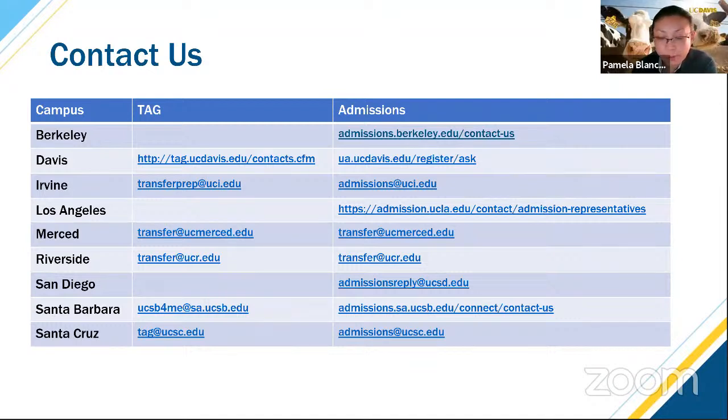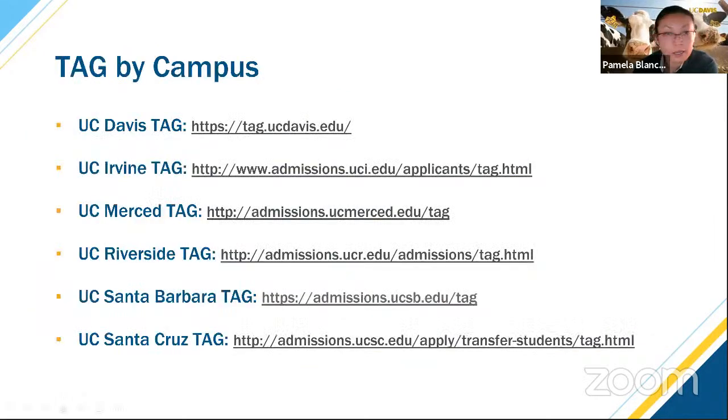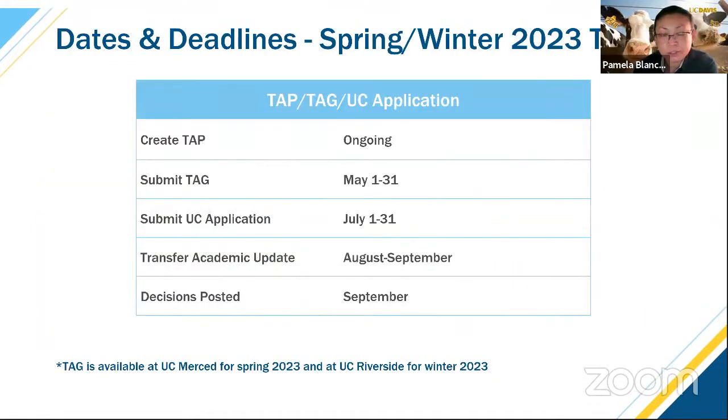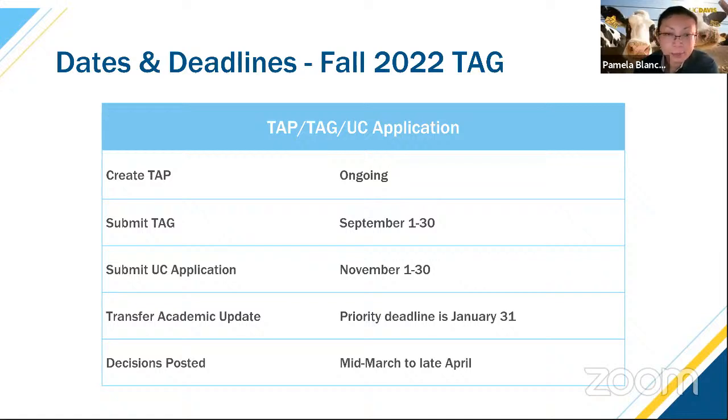Maybe we can go back to the timeline slide because there's a question about submitting the TAG and the UC application. So just to remind everyone again, the TAG application is next month for fall 2022. The TAG submission is during the month of September, and then the UC application is during the month of November. However, you can start your UC application right now. It opened August 1st.